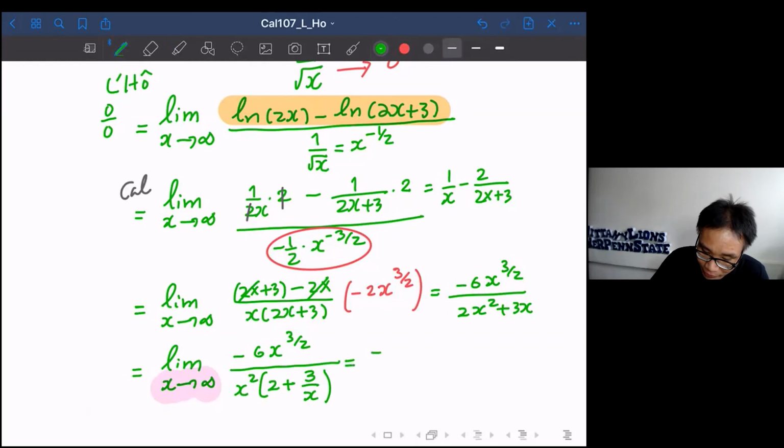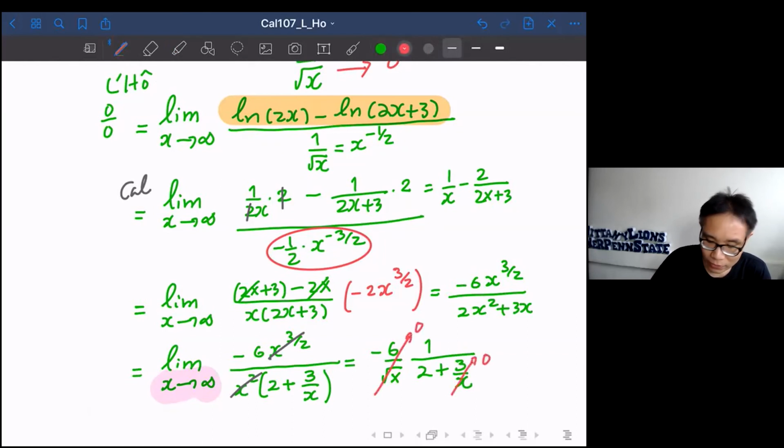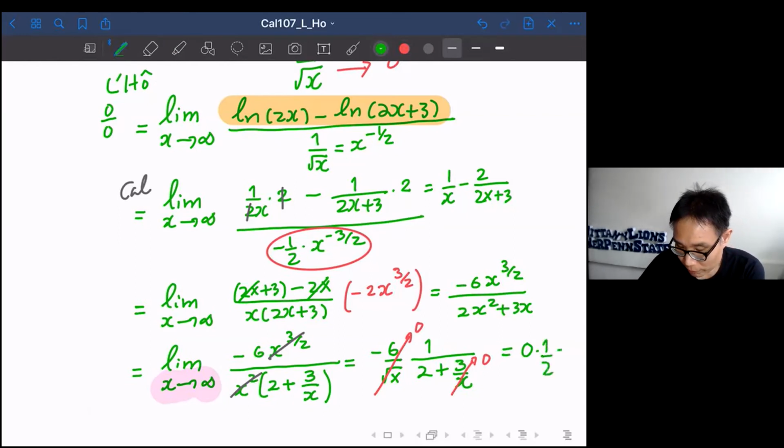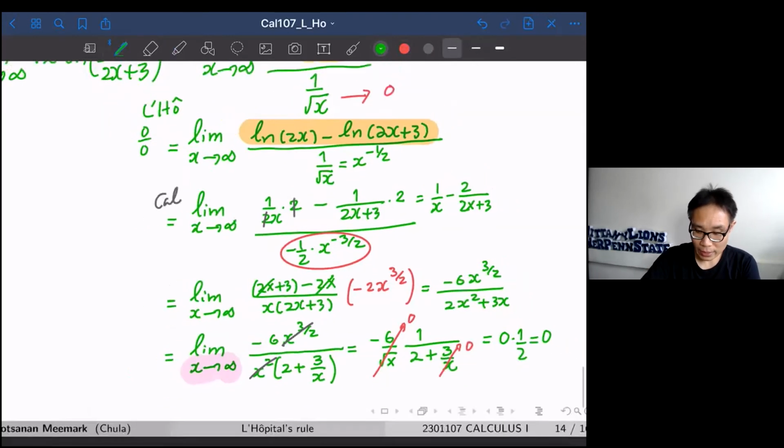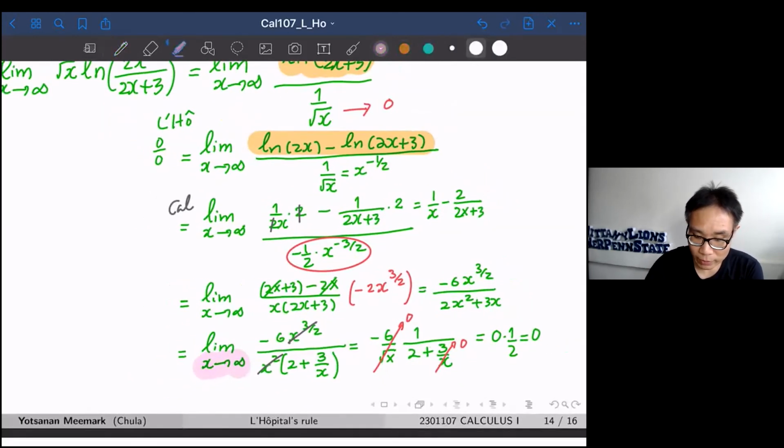And this guy is going to be negative 6 over root x. Okay, so this one and this one cancel each other. And you have 1 over 2 plus 3 over x, and you have x going to infinity. So this one is 0, this one is 0. Okay, so basically this guy is equal to 0. So you get 0 times what? Times 1/2. Okay, so basically that gives you 0. So this will be the blue limit that we have.